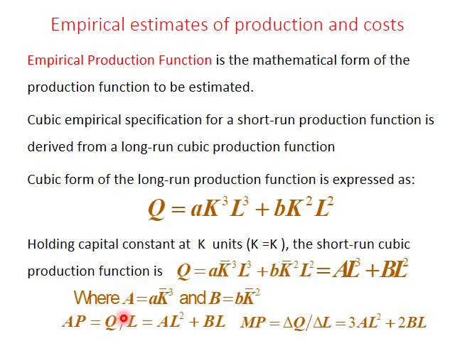Average product equals quantity divided by labor, so quantity is AL cube plus BL square, divided by L, so we get AL square plus BL. And marginal product is the change in Q divided by the change in L, or it will be the first derivative with respect to L of this one. When we differentiate this, it will be 3AL square plus 2BL. This is the short run marginal product.